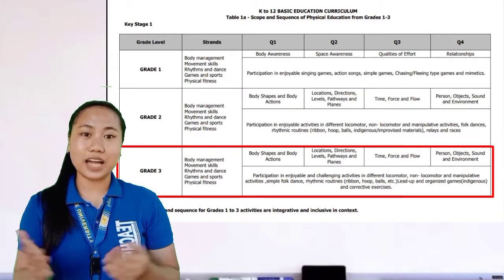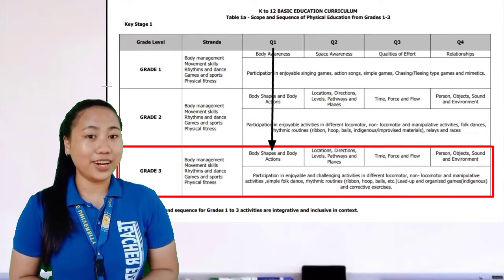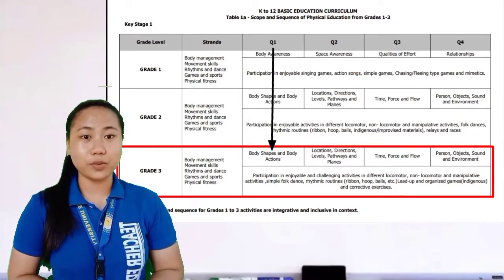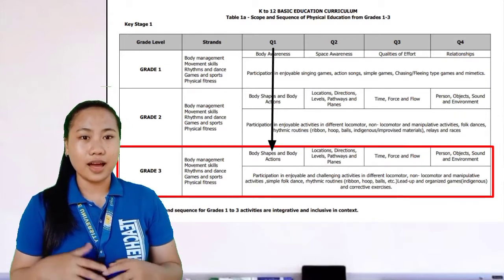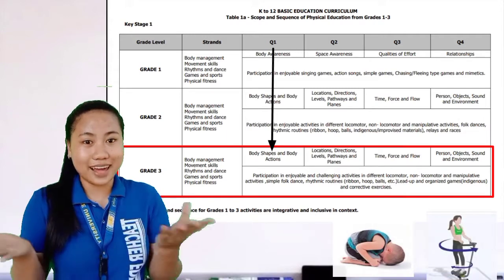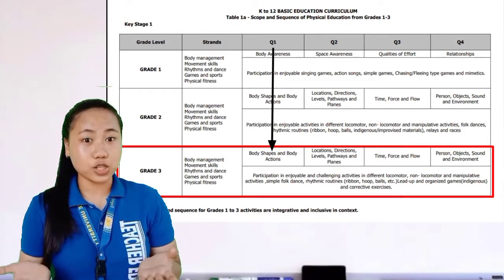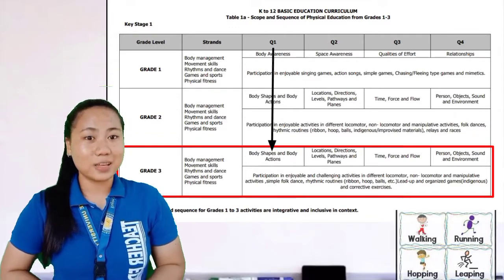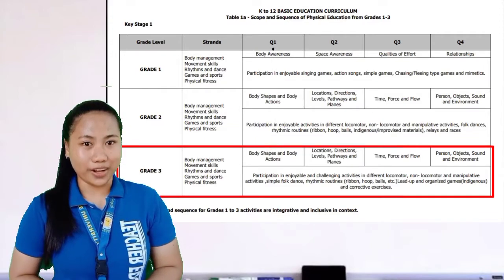As you can see in our curriculum, for the first quarter of this grade level, the learning process is focused on two components. First, we have the body shapes. When we say body shapes, these are the curled, twisted, straight, and others. Second, we have the body actions such as standing, walking, sitting, and so on. And that will be for the first quarter.